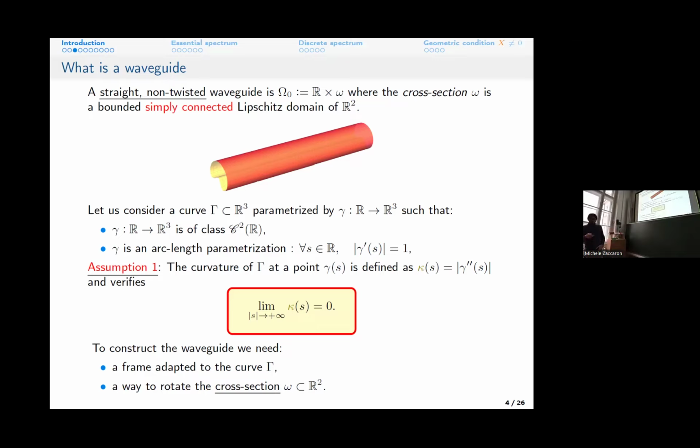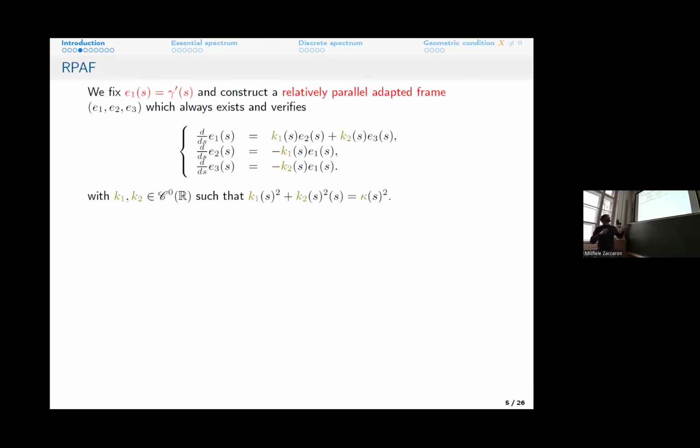And so what is standard to use in this kind of setting is the so-called relatively parallel adapted frame. It's also called the Bishop frame, and I think Tang frame, but I'm not familiar. The idea is that adapted means that the first vector of the frame is always the tangent. And relatively parallel means that the two normal vectors, normal to the tangent, have a derivative that is always tangential.